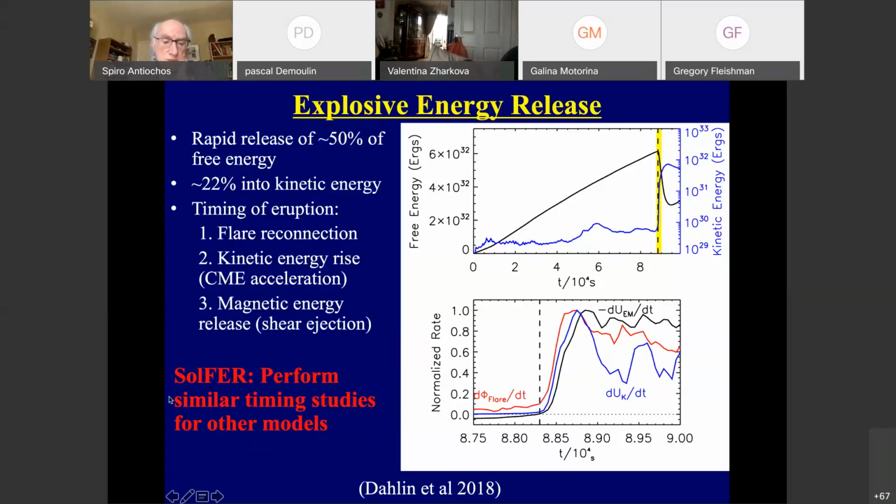So what we can do as part of SOFR is perhaps perform similar timing studies for the other models, see if we can get a difference between the models and what happens first, and then let's look at events and see if we can distinguish what the sun is actually doing.